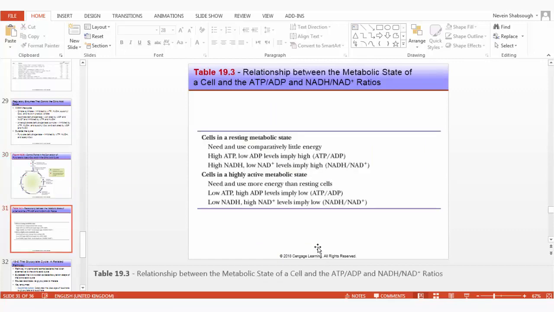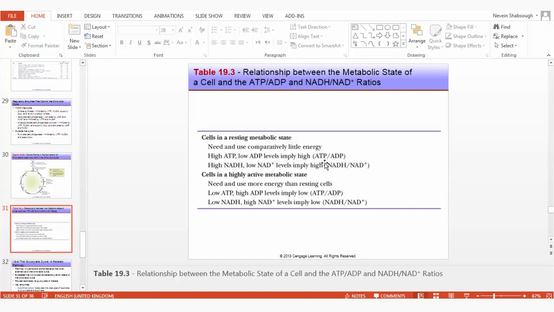Now if we look at this table, which shows the relationship between the metabolic state of a cell and the ATP to ADP and NADH to NAD plus ratios in 2 states. First, cells in a resting metabolic state. In this case, there is no need to expend ATP, so ATP is high and ADP is low, and there is no need to use NADH, so it's high and NAD plus is low. So the 2 ratios are high, and these ratios are called energy charge.